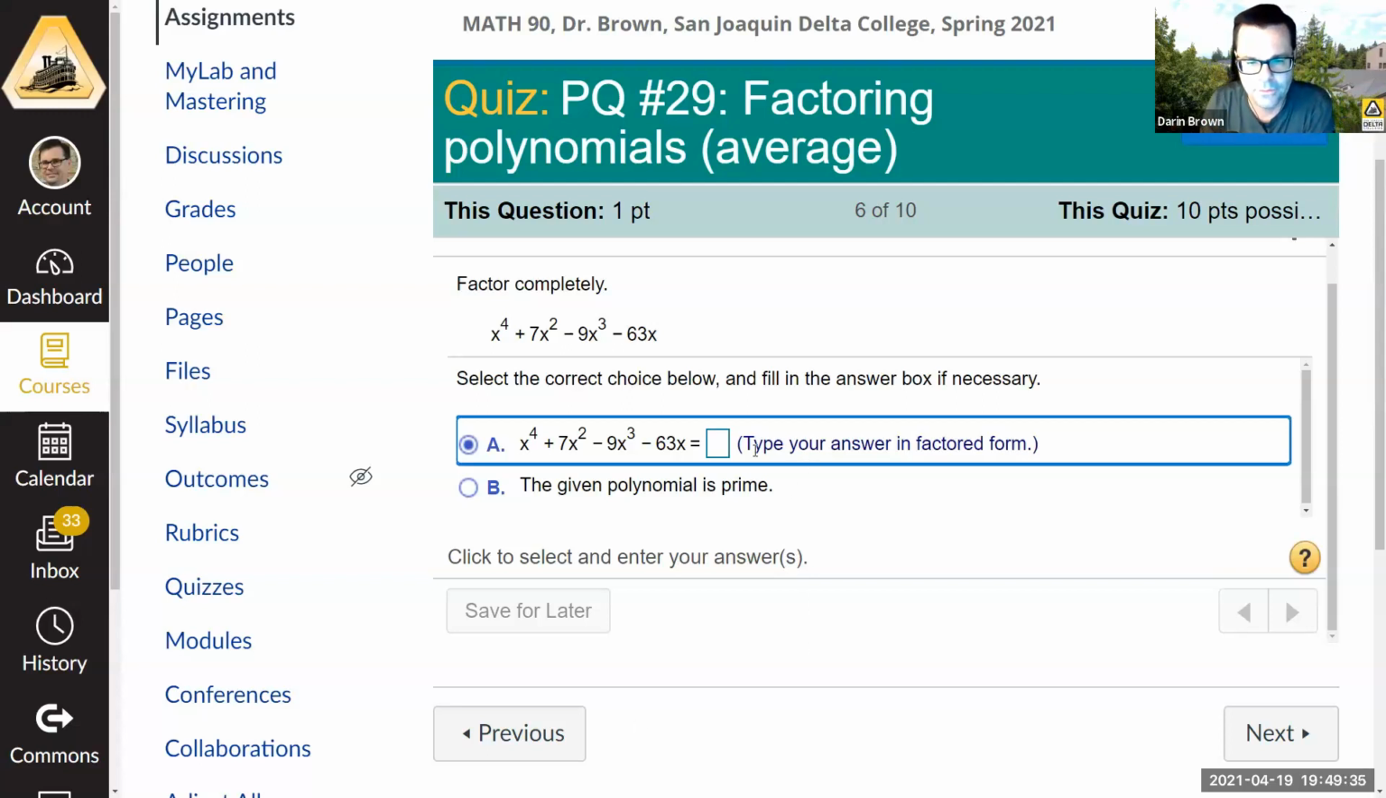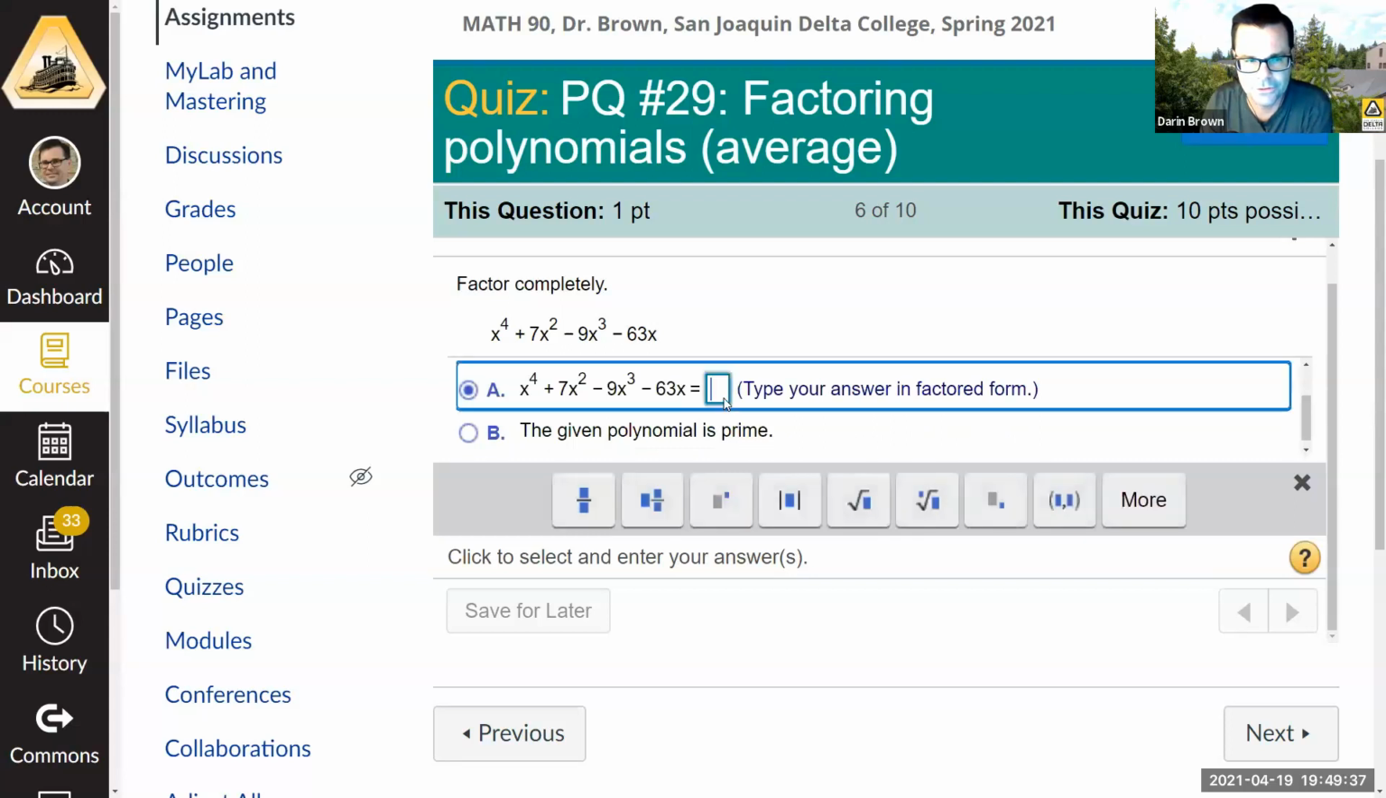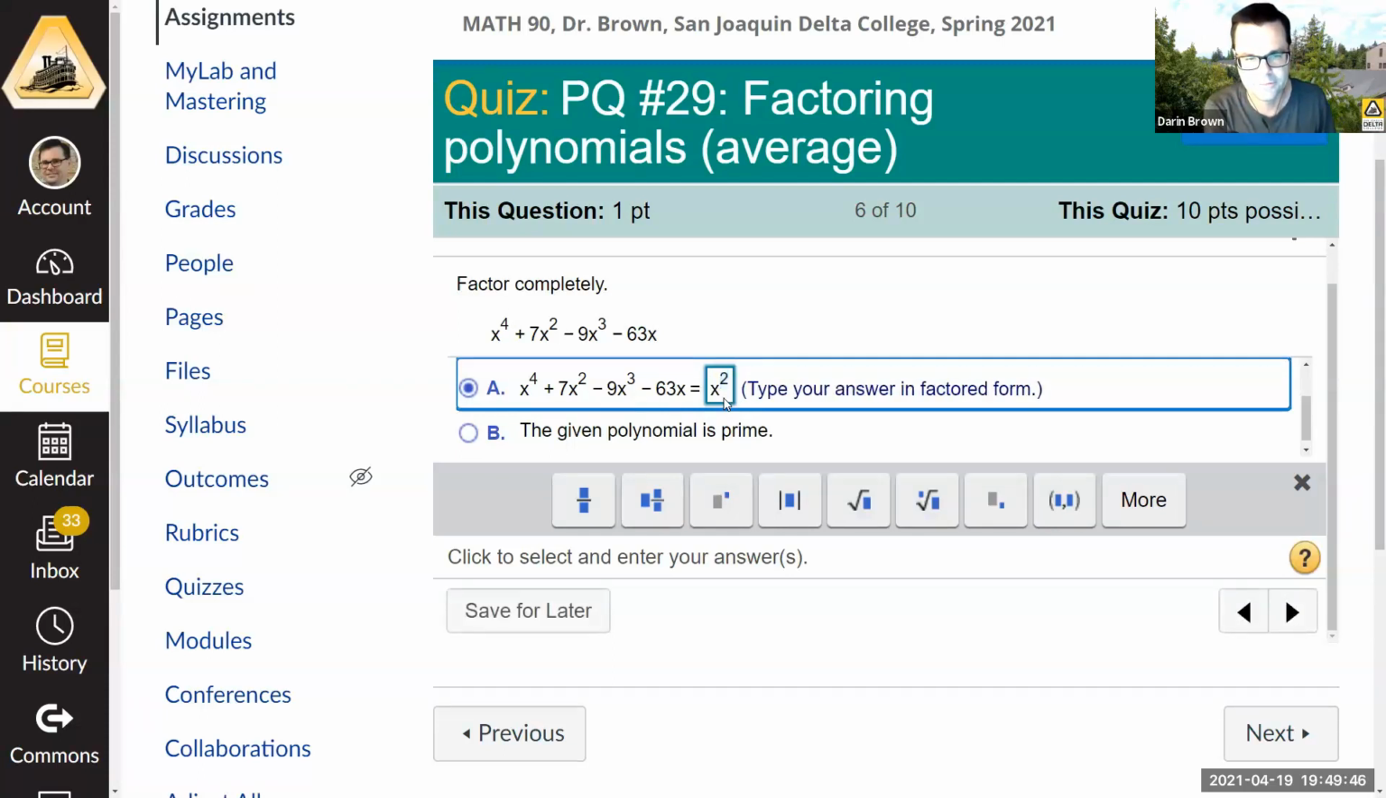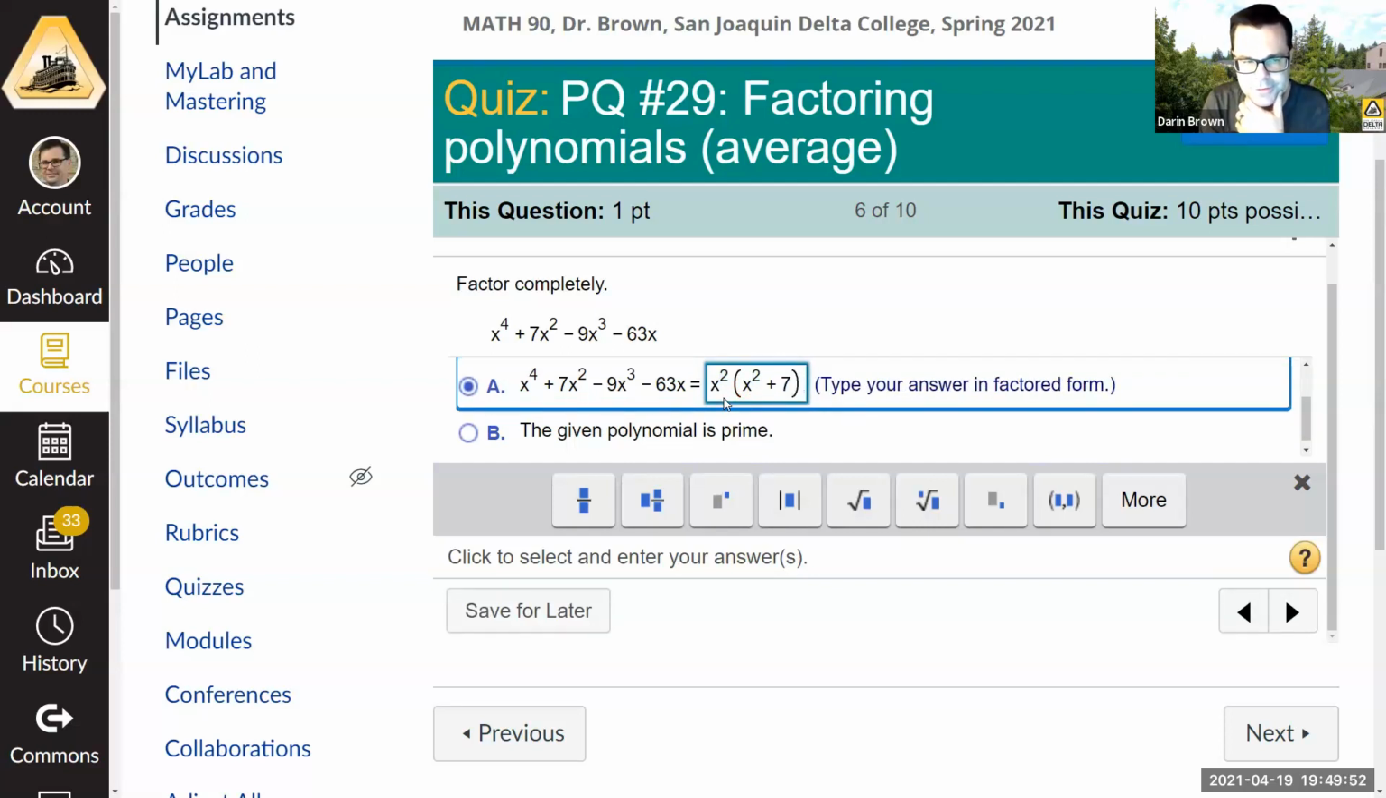Okay, so let's do the first 2 terms, which we can factor out an x squared. We're left with x squared plus 7. The next 2, you need to factor out a minus, and there's also a 9x. So minus 9x. And we're also left with x squared plus 7.